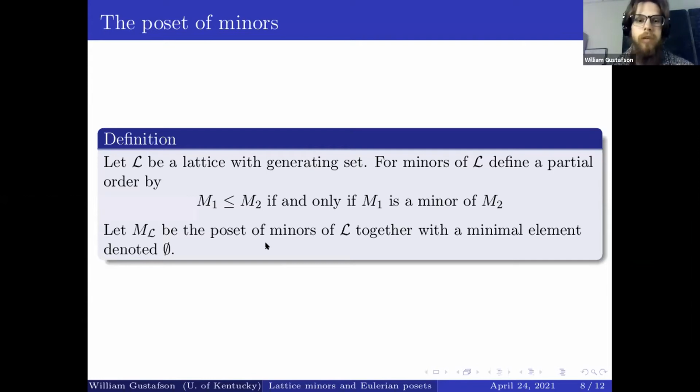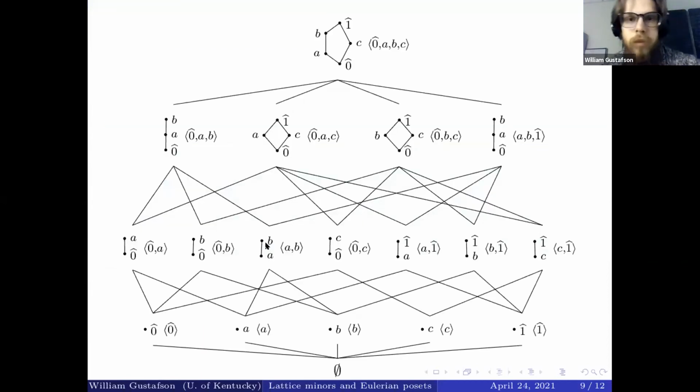Okay, so let's look at an example of one of those. Up top is that lattice of 5 elements that we saw earlier. And this is its associated poset of minors. So if we look at the coatoms, for instance, this is deletion by C, deletion by B, deletion by A. This is contraction by A. And then where are the contractions by B and C? Those are down here. Those are lower rank because there's some collisions.